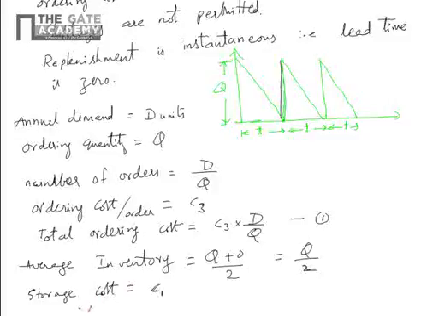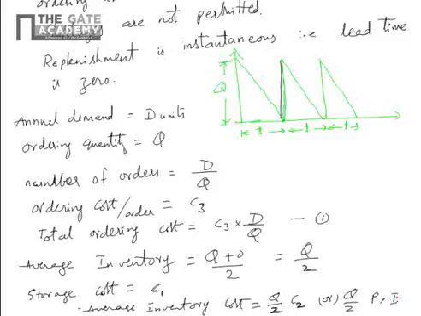So next, average inventory cost equal to Q by 2 into C1, or this you can express in terms of P into I. So P is the price of an item and I is the percentage of the price of the item, that cost. So it can be expressed as like 20% of the price of the item is a storage cost.